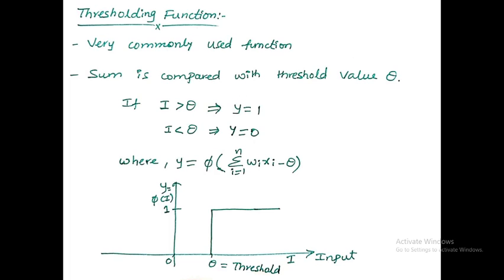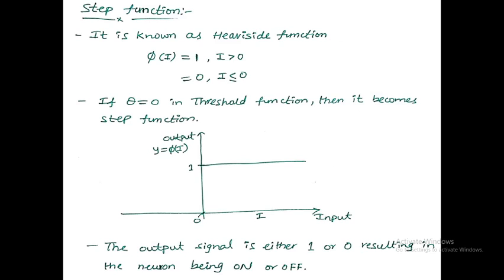I hope you understood. The next one is the step function. Here the step function is also known as the Heaviside function. Here also we represent the activation function with phi of capital I, which is nothing but the weighted sum. Phi of the weighted sum is equal to 1 if capital I is greater than 0.